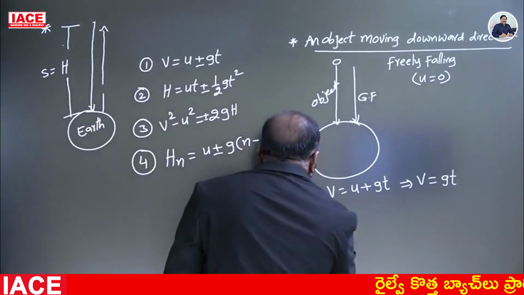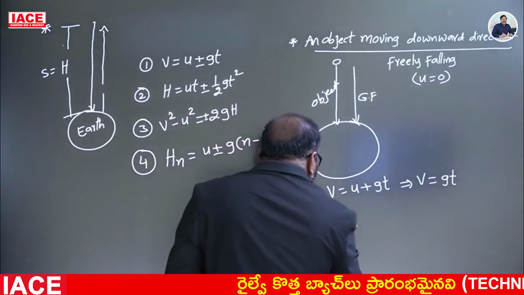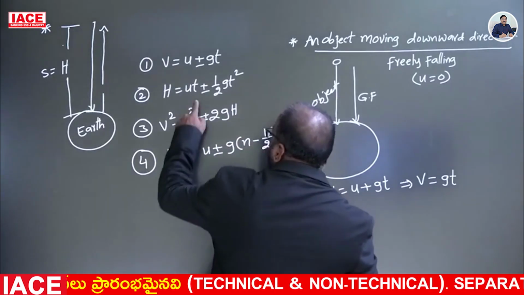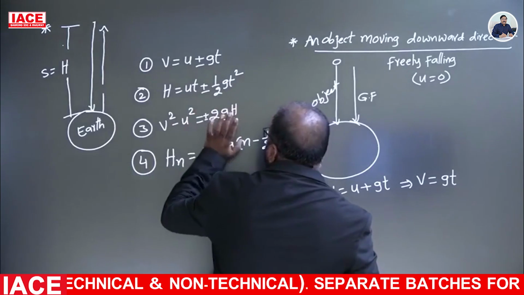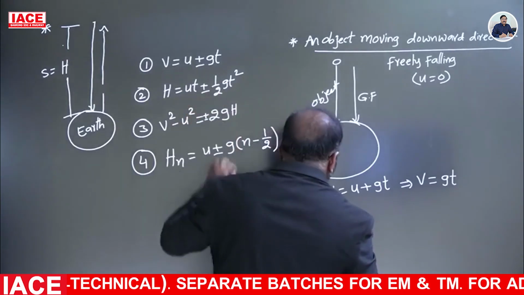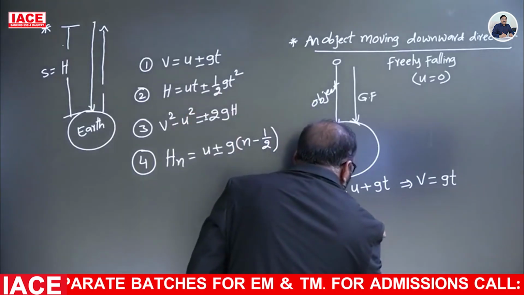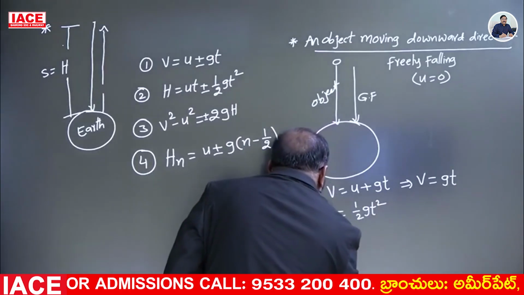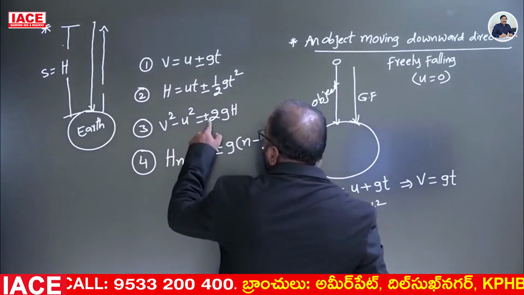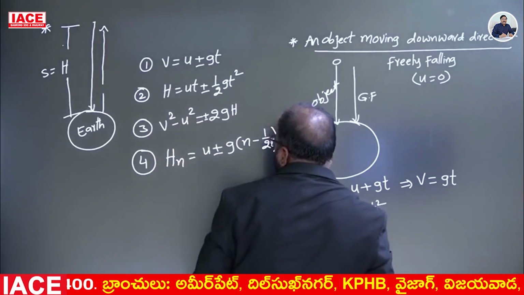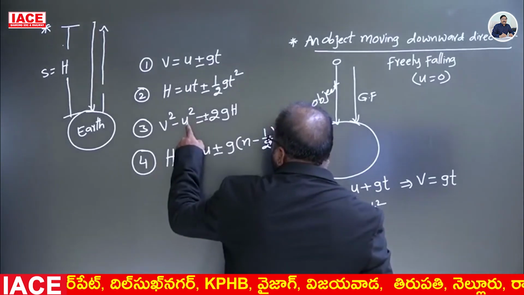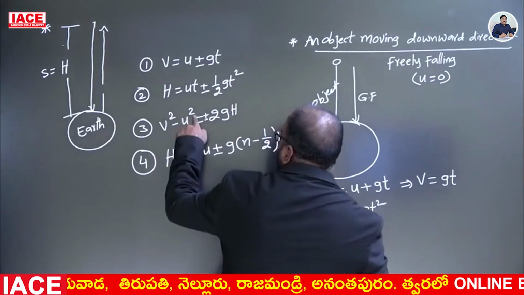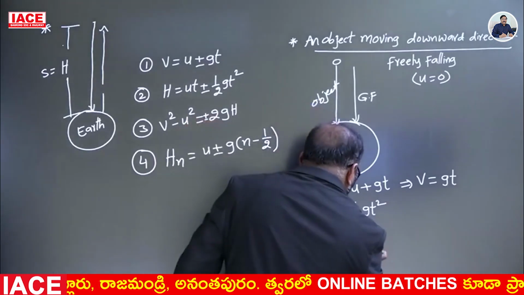Second one, h is equal to ut plus half gt square is the actual formula. But here u is nothing but 0, and 0 into something is 0. So h is equal to half gt square, since it is moving downwards. Third one, v square minus u square is equal to plus or minus 2gh, where u is 0. So v square is equal to 2gh.